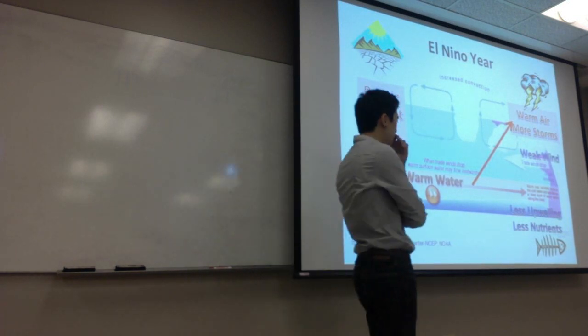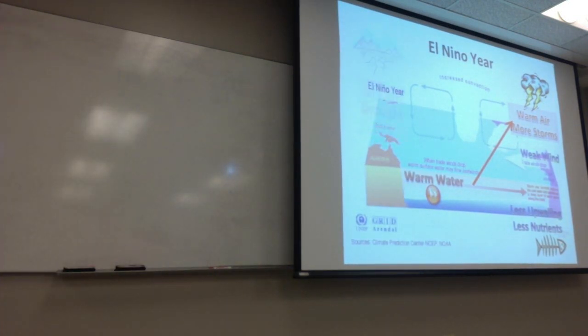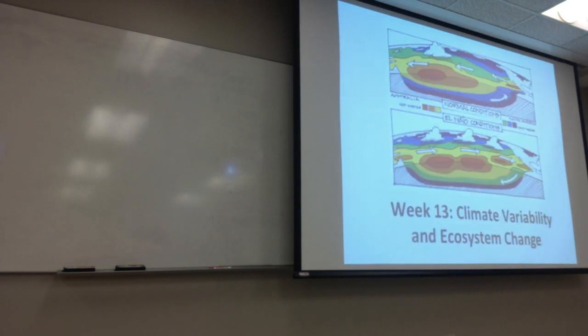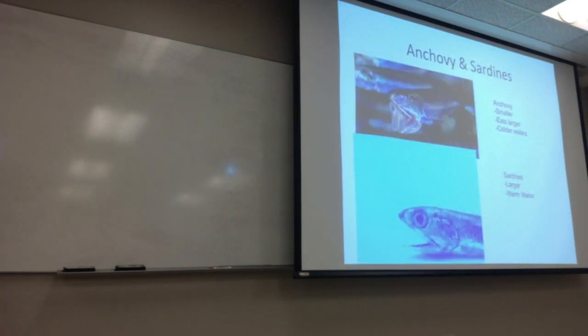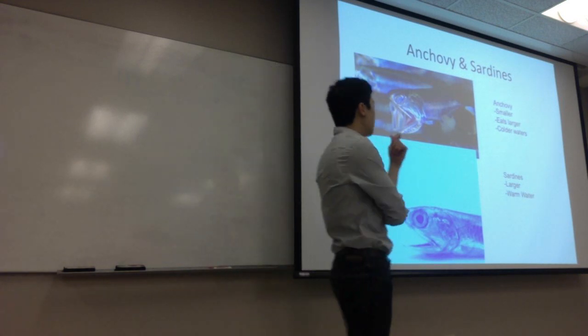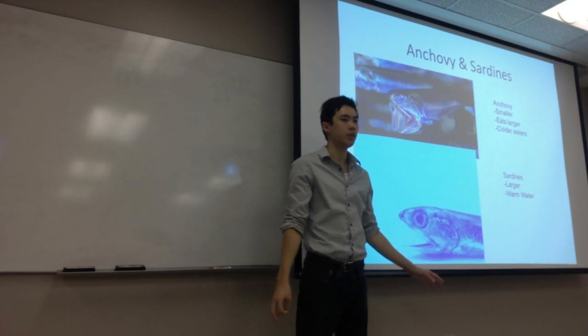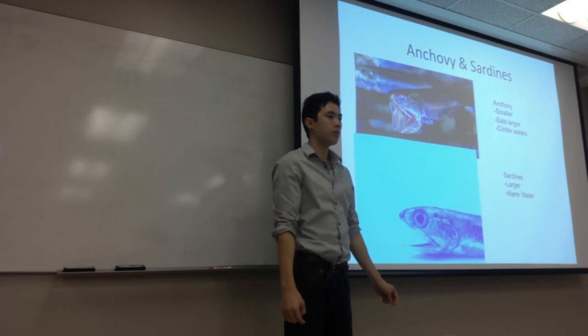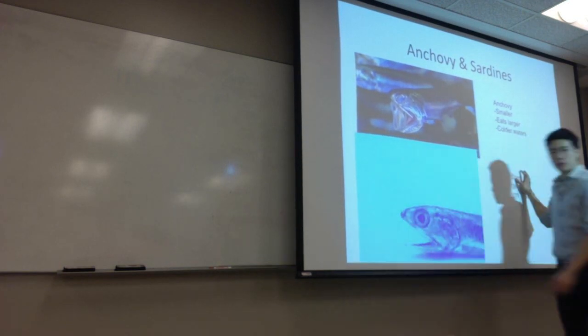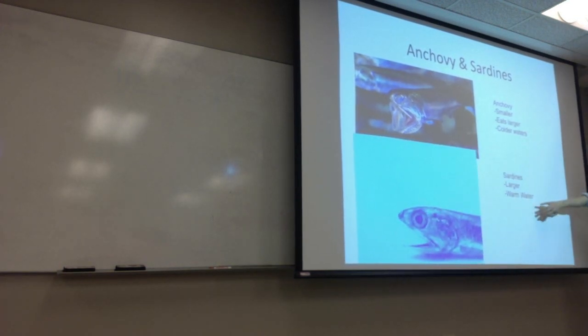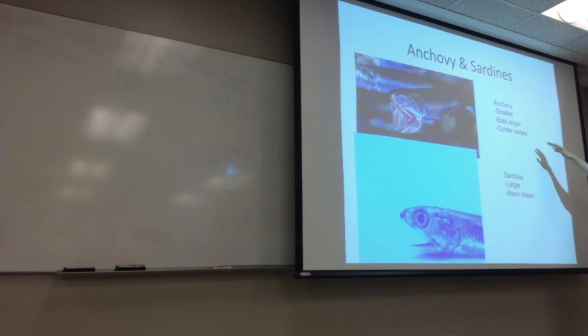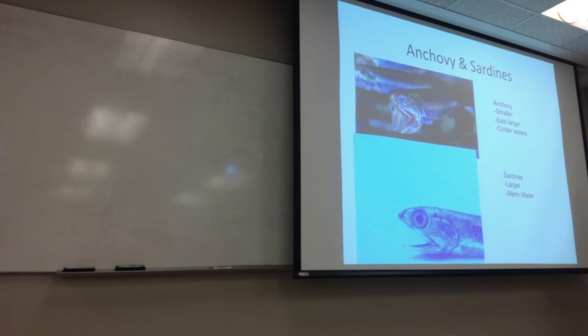So, talking about sardines and anchovies again. Which one do you think would dominate during an El Nino year, or during normal conditions? Let's go with that. Where? On the Eastern Pacific, off the coast of South America. Anchovies, because it's colder water. Why? Just because of cold? What are the reasons? Nutrients. Upwelling. More nutrients, right? And that would lead to larger primary producers.